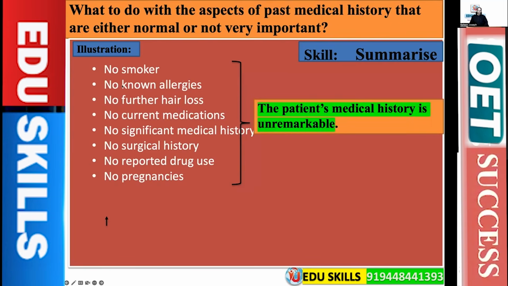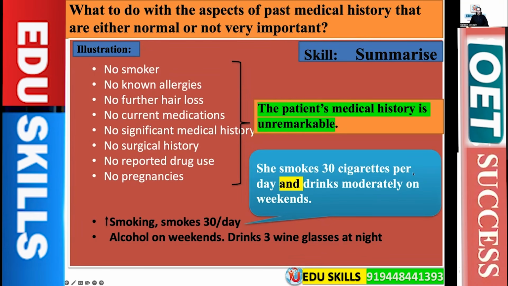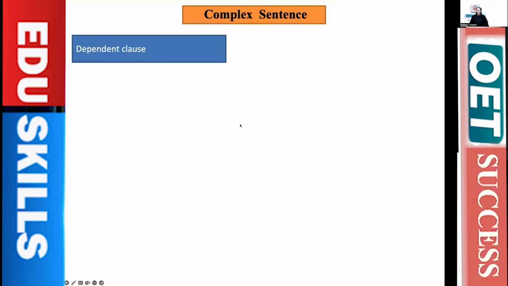You see, no smoking or no known allergies, no further hair loss, no current medications, no significant medical history, no surgical history, no reported drug use. If you have that, if at all you need a word count, you can summarize them into: the patient's medical history is unremarkable. Then you have high smoking, smokes 30 cigarettes per day, alcohol on weekends, drinks 3 wine glasses at night. Now what to write? She smokes 30 cigarettes per day and drinks moderately on weekends. She smokes 30 cigarettes per day, instead of saying she is a smoker, and drinks moderately on weekends. Compound sentence. Now that is over. Okay, just showing you how to transform the case notes into compound sentences.